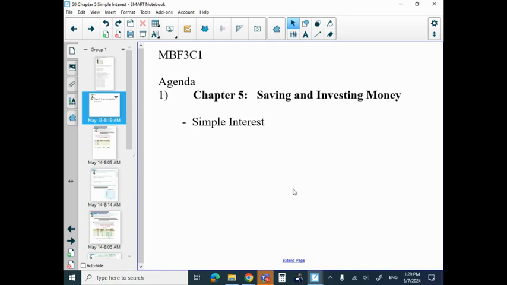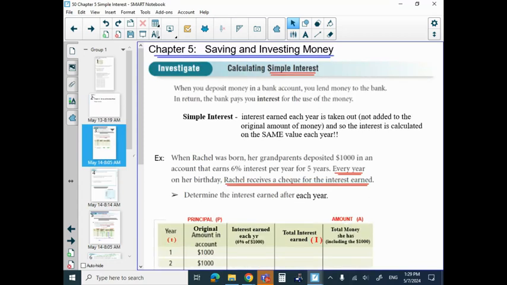And so we're looking at chapter 5, which is about saving and investing money, which ends up being applications of linear and exponential growth. So we're going to look at simple interest first. Starting out, let's talk about what interest is in general. When you deposit money in a bank account, you're basically lending money to the bank, and then they lend it to other people and make money with it, right? So they lend it out and make money off of it.